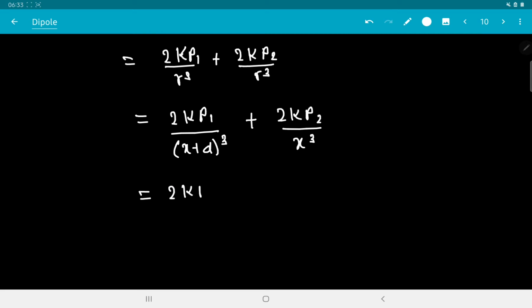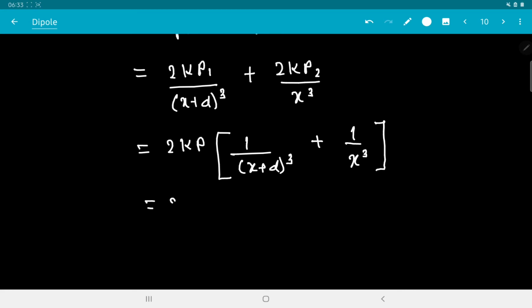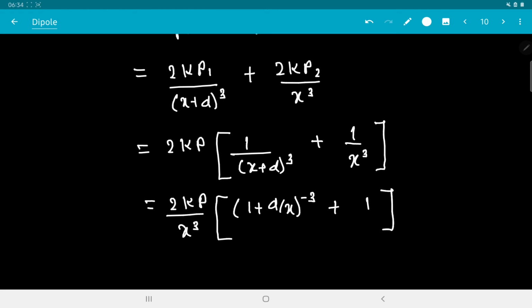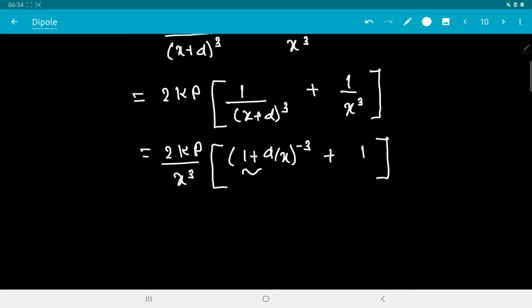We can take this 2Kp outside the bracket, as both are of the same magnitude, and inside the bracket we'll get this. From here we can take this x cube as common outside. What will be left inside will be 1 plus d by x raised to minus 3, which we have taken in the numerator, plus 1. For this we can apply binomial expansion.